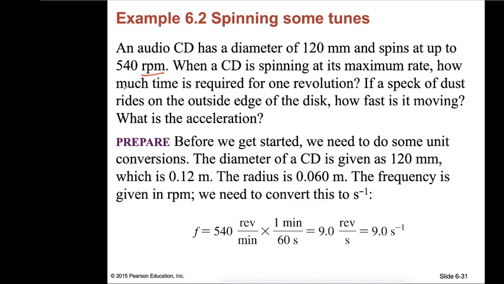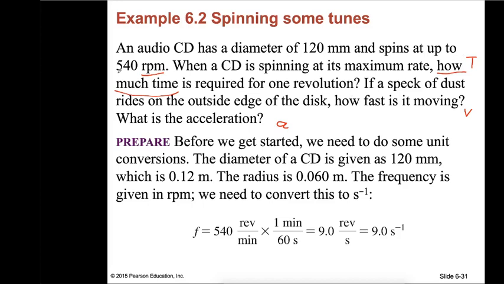Number 1 question, how much time is required for one revolution? So what's that? This is t, the period. Period is the time required for one revolution. If a speck of dust rides at the edge of the disk, how fast is it moving? That's v, speed. What's the acceleration? That's a. Okay, so first let's calculate t.